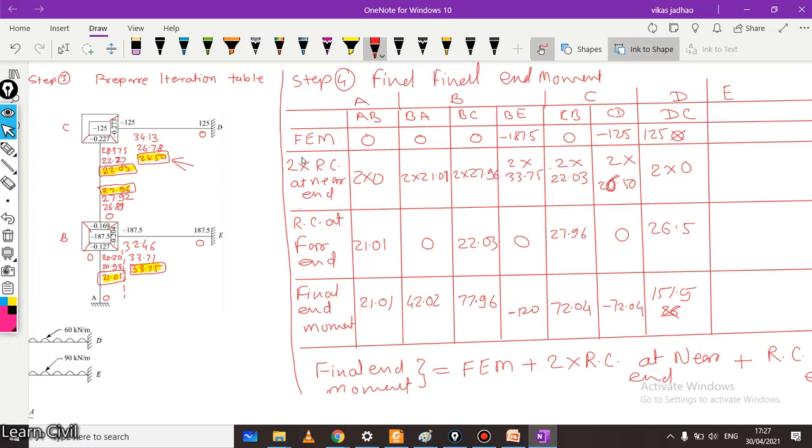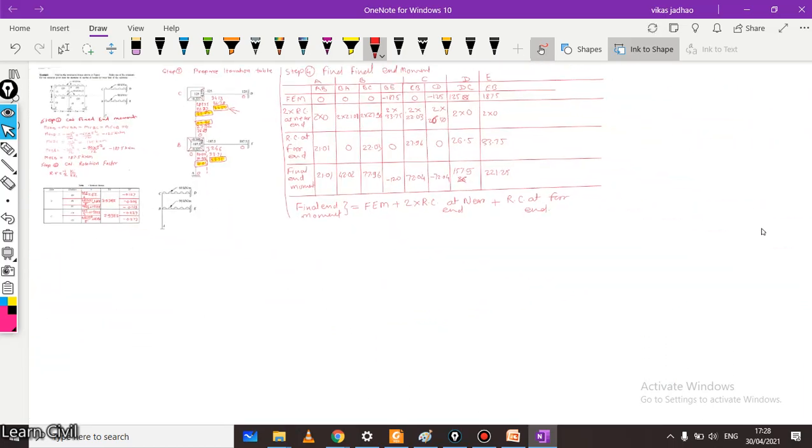And finally at the last joint, that is joint E, at this joint E we have only one member, that is EB. The fixed end moment here at EB is plus 187.5. Rotation contribution at near end is 0, so 2 into 0. Here rotation contribution at far end is 33.75, and final end moment will be the sum of this particular column, and this will be equal to 221.25 kilonewton meter. So these are your final end moments.